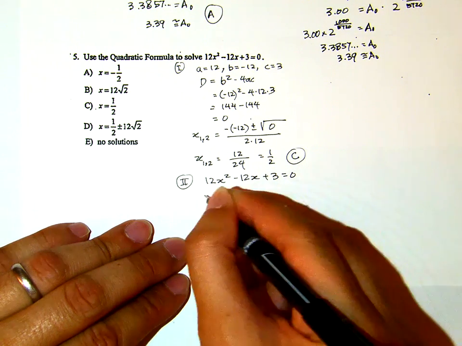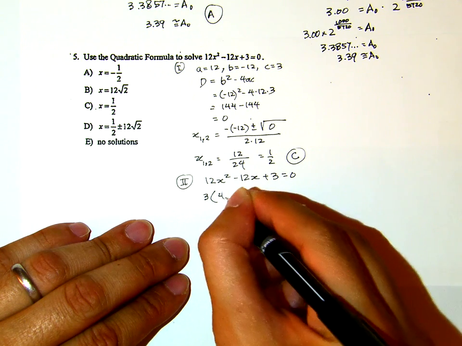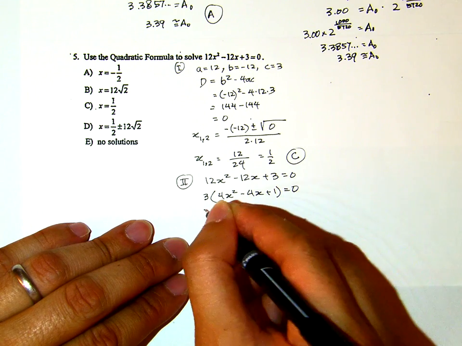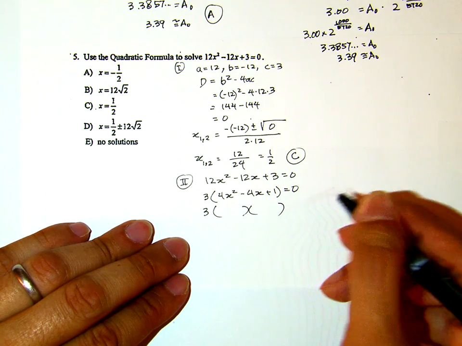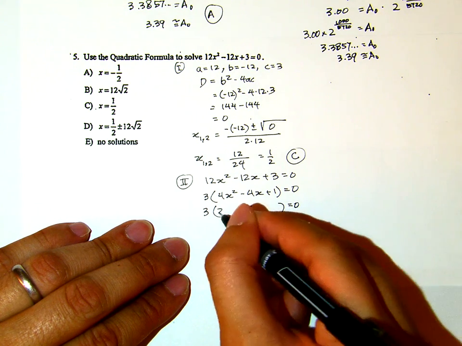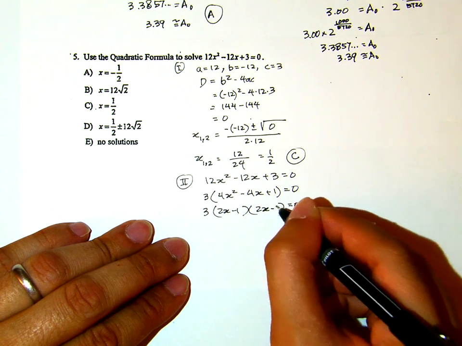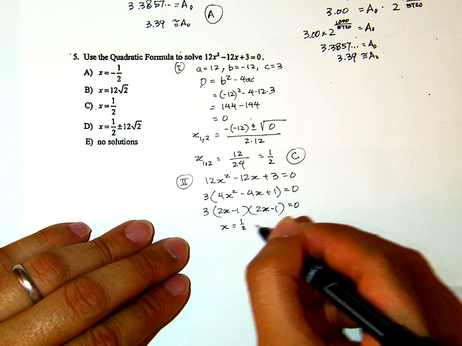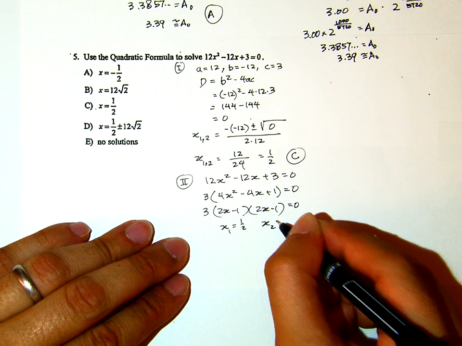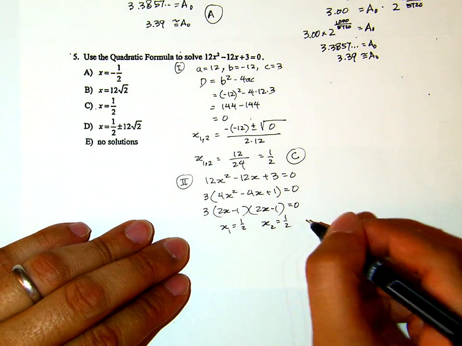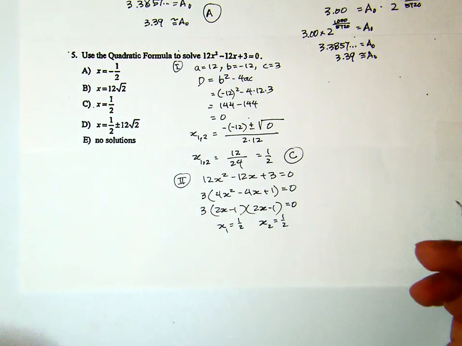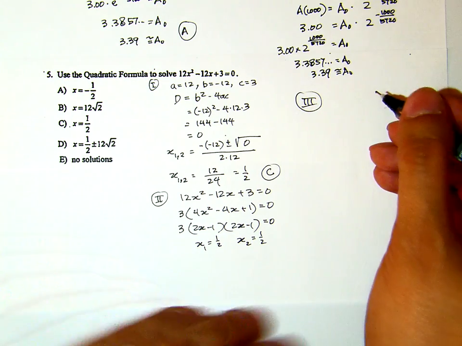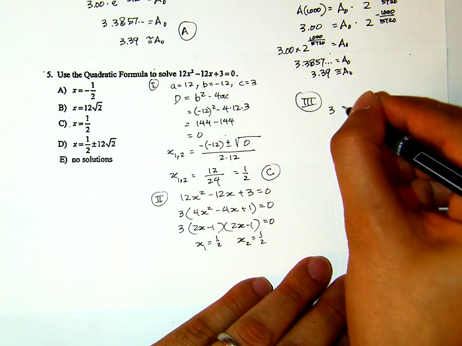Now, let me start. I will use factoring. If you don't see any method, then start thinking about doing it by factoring. Factorize the 3 out, the common factor. And then from there, I factorize 4x squared minus 4x plus 1. You will see that it is 2x minus 1 times 2x minus 1. And then from here, I see that x equals 1/2 for both of them. So that gives you C.